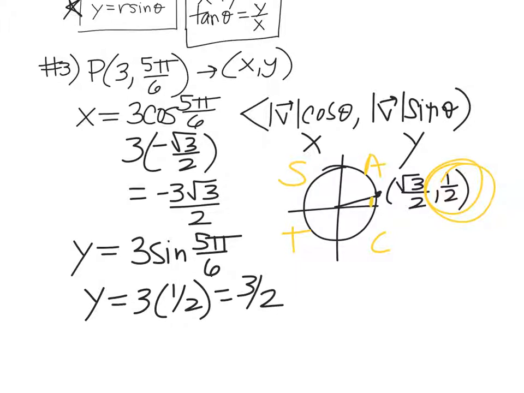All right, now let's put it all together into one coordinate. So the point 3, 5 pi over 6 is also the point negative 3 rad 3 over 2, 3/2. There you go. We just converted it.